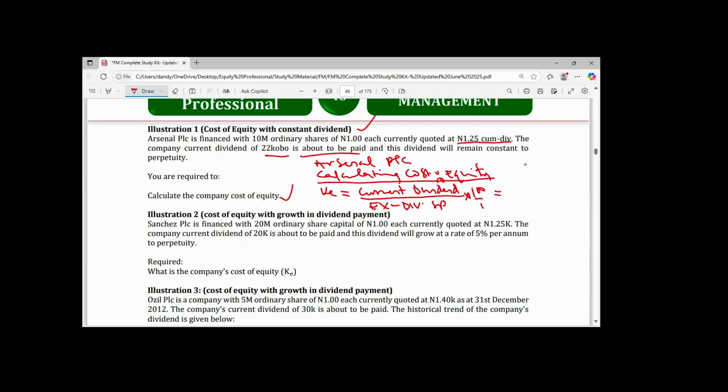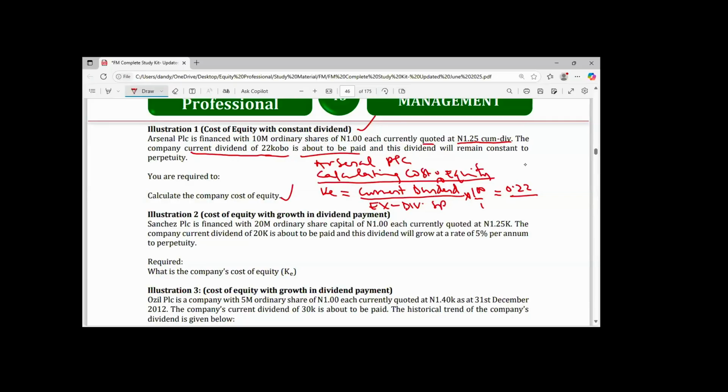So I will then go to the question: what is the current dividend? The examiner has told us that the current dividend is 22 kobo. So 22 kobo is 0.22, divided by ex-div share price. You are told that the ordinary shares of 1 naira each are currently quoted at 1.25 cum-div. When you are given a quoted price, it simply means market price or share price.